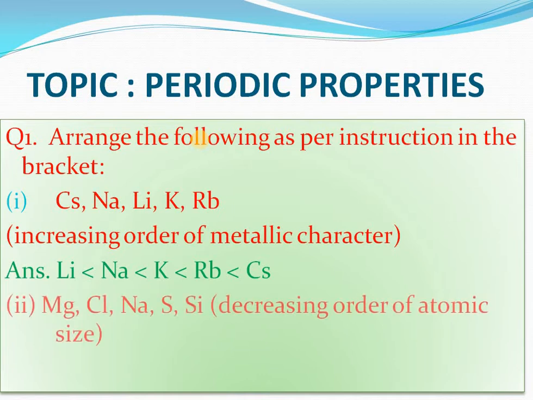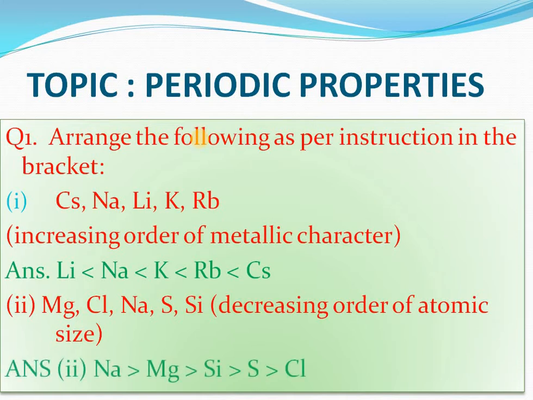So the next question is magnesium, chlorine, sodium, sulfur, silicon. First of all, we have to see whether these elements are in a period or group. You can see magnesium, chlorine, these are in a period. So in a period, what is happening? Atomic size is decreasing. So it means sodium, magnesium, then silicon, sulfur, chlorine. Chlorine is on the right-hand side, so chlorine would have the least atomic size.